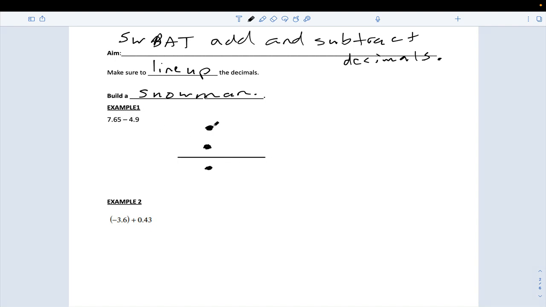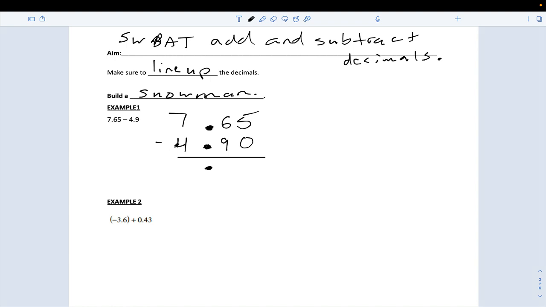7.65 minus 4.9. From the snowman, we're going to go to good guys versus bad guys. What's happening in this problem? Is it good versus bad, or is it banding? Henry. This is a good guy, that's a bad guy. Do good guys and bad guys band together? They fight. So we're going to go ahead and set up. The top number is the bigger number. The bottom number is the smaller number. You will never have the top number be smaller when you set up decimals. We'll see that in the next 2 examples.